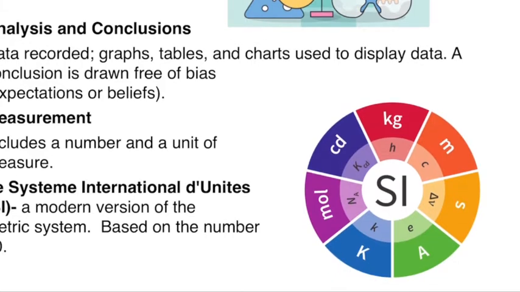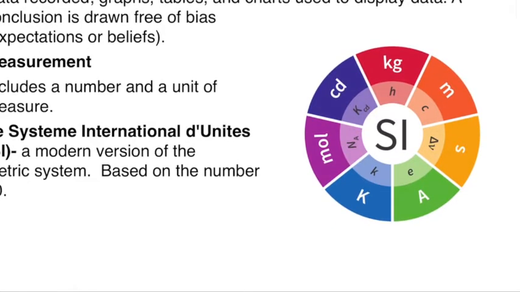Your measurements in any type of experiment need to be in the SI units. SI is a French word. It just means International System of Units. Everybody in the world has agreed that if you write a paper, you're going to use the same.